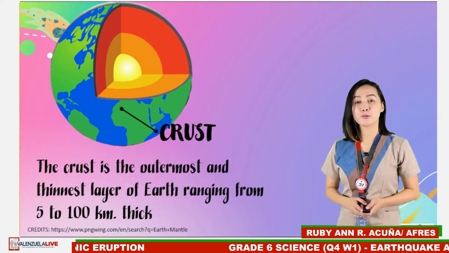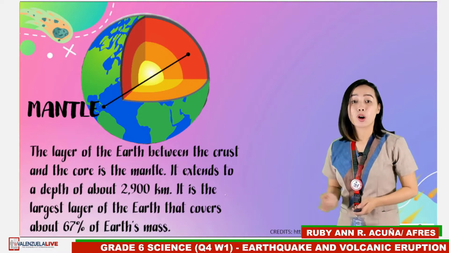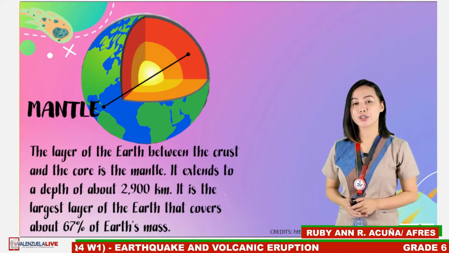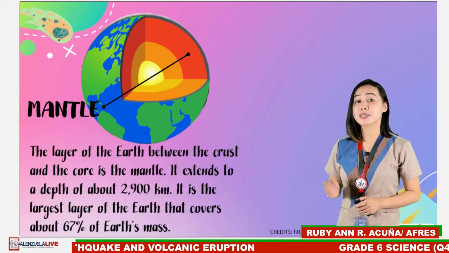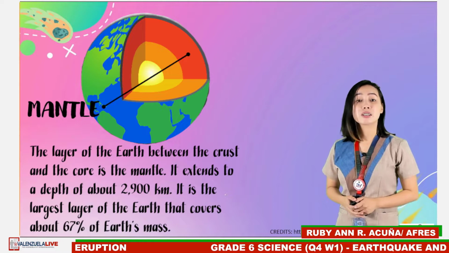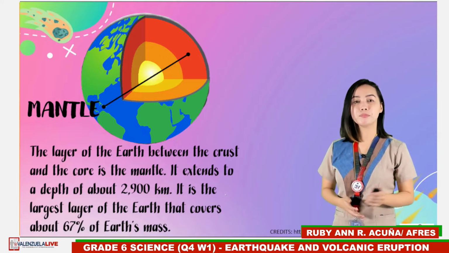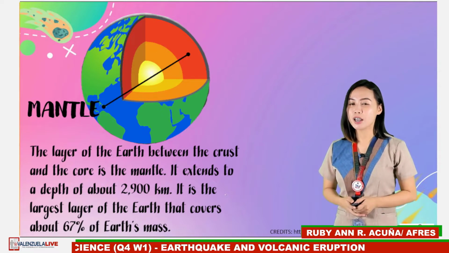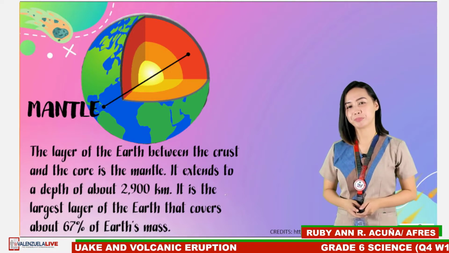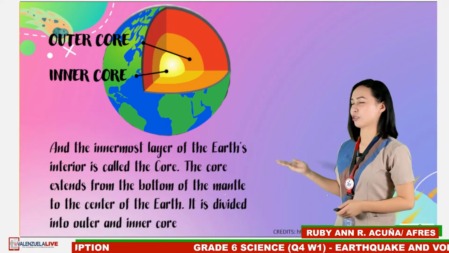The layer of the Earth between the crust and the core is the mantle. It extends to a depth of about 2,900 kilometers. It is the largest layer of the Earth that covers about 67% of Earth's mass. Scientists believe that the mantle is made of thick liquid containing the elements silicon, oxygen, iron, and magnesium that flow like plastic materials.